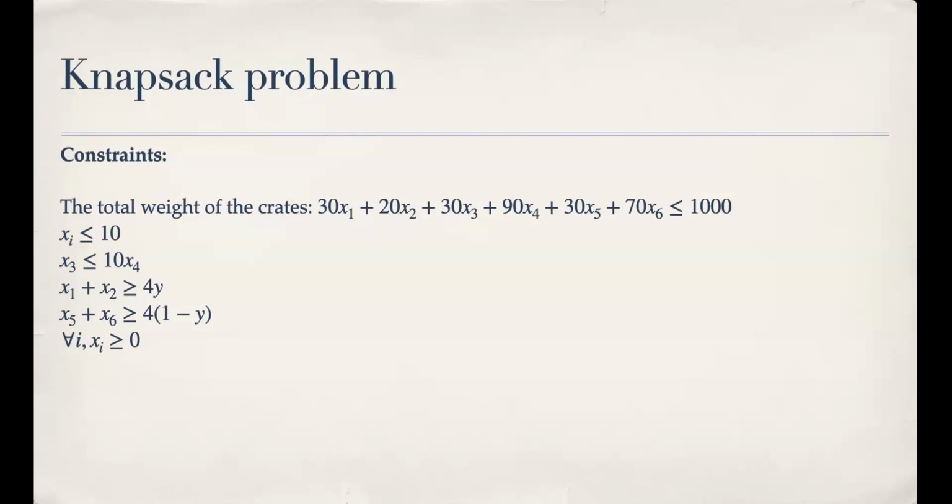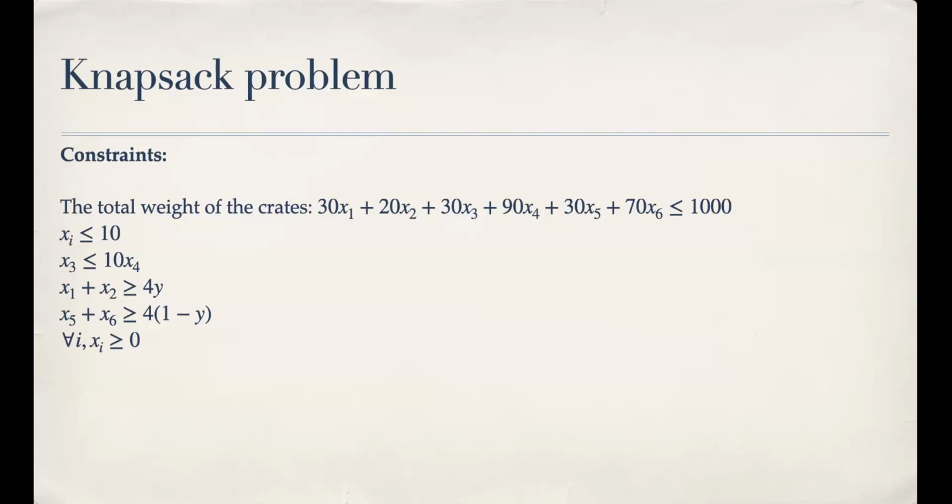Okay, then we move to the next one. We consider the third constraint. x1 plus x2 must be greater than or equal to 4y, or x5 plus x6 must be greater than or equal to 4 times (1 minus y). What does it mean? Remember that y is the logical variable handling the condition of our third constraint, right? So y can be 0 or 1, right?